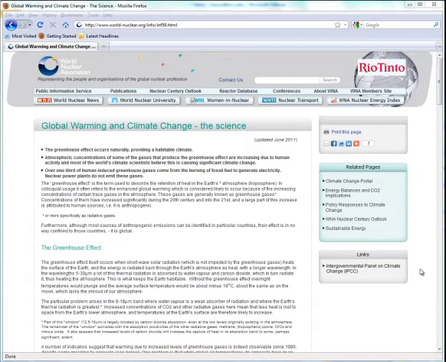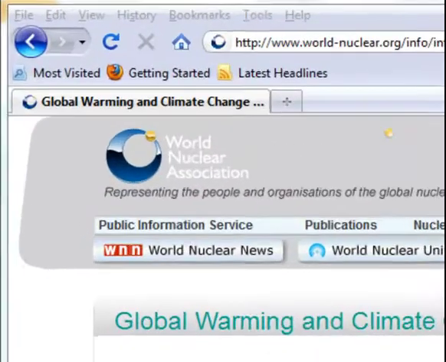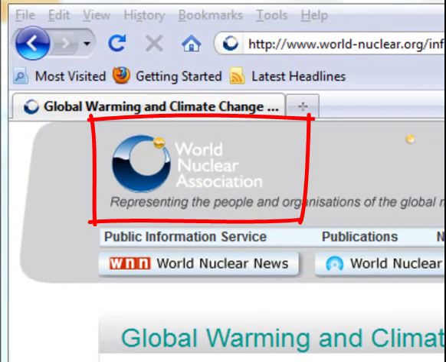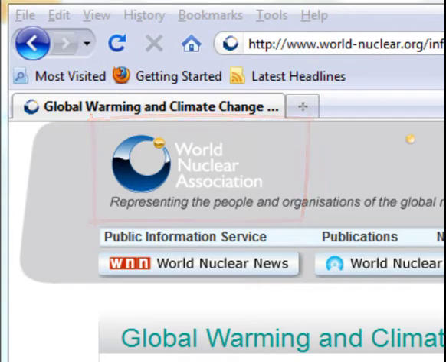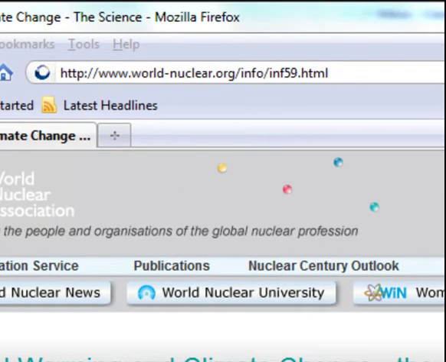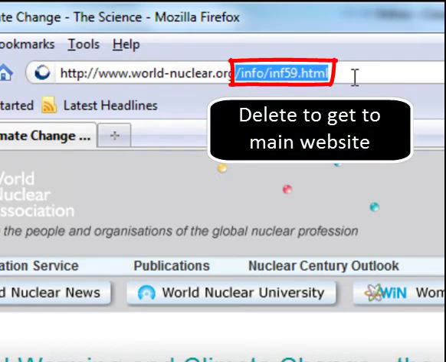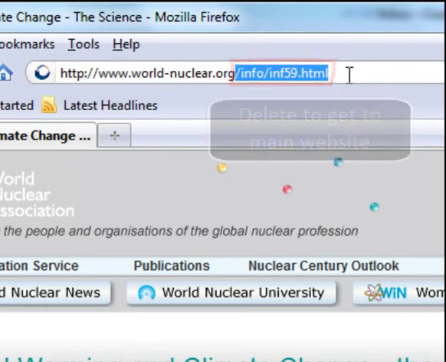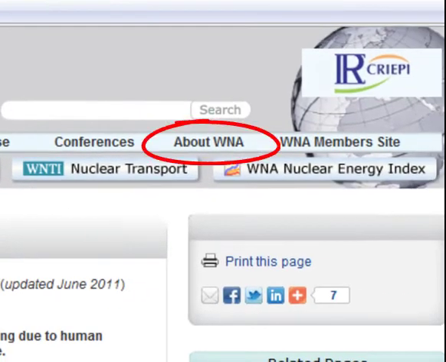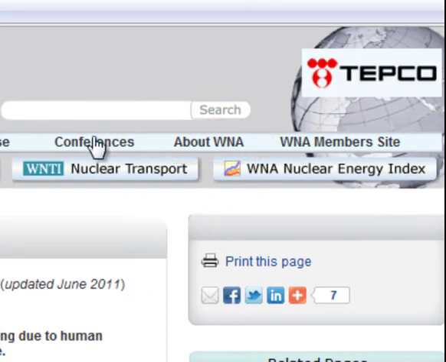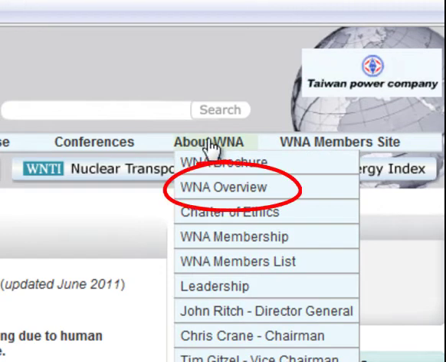First, you must get to the main site that this page is a part of. In many cases, you can do this by clicking on the logo at the top of the page, like World Nuclear Association here. You could also delete parts of the URL to get down to the top-level domain. An About WNA link is right here at the top of the page we're on. One of the options is WNA Overview. Let's look at that.